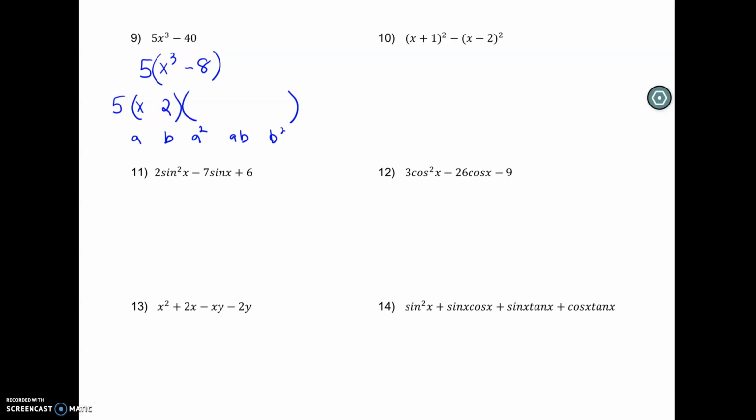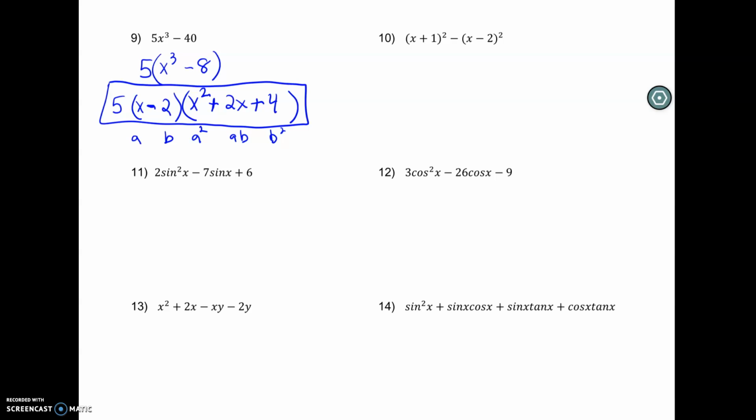Now that I know a and b, I should be able to fill out the rest of the formula, because if a equals x, then what's a squared? Well, that's x times x. What's a times b? Well, that's x times 2, which is 2x. And what's b squared? That's 4. And as far as my positives and negatives go, we've got the same sign as the problem, the opposite sign as the problem, and always positive. This is our answer, completely factored. Can't go any farther with that one.